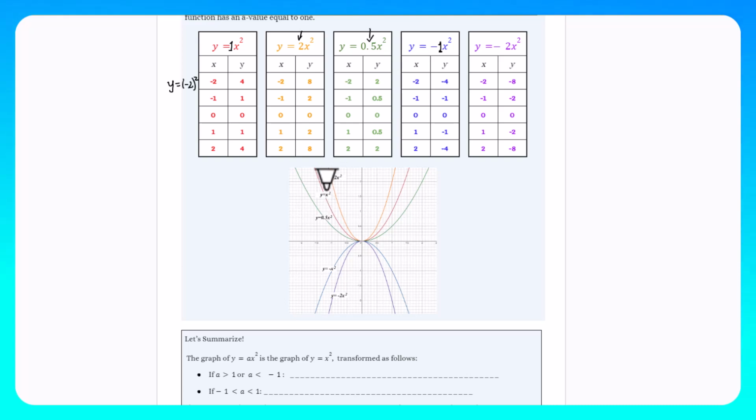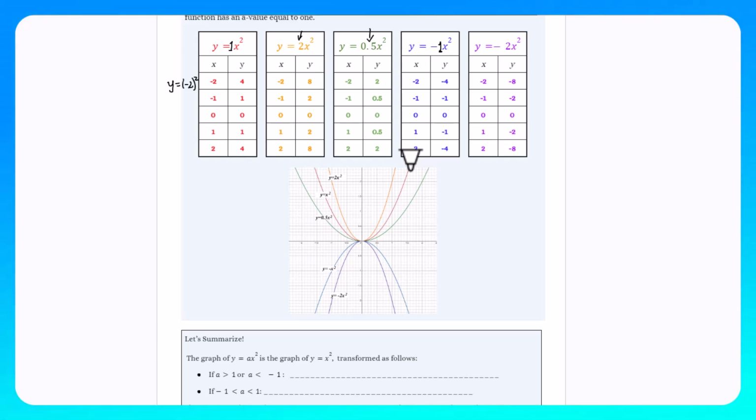Look right here. So the red represents the original. We notice right away that if they had negatives, those are opening down. This is the same thing that happened in standard form. A negative a opens down. Positive a's open up.